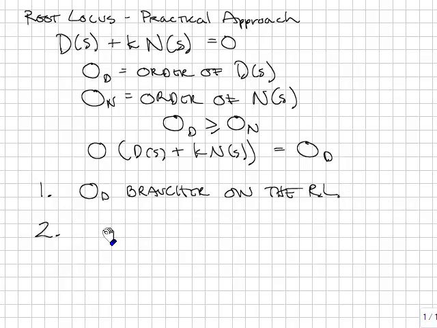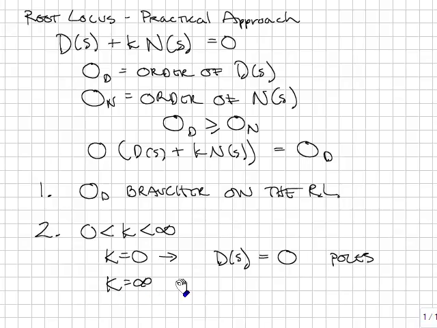Number 2. We are going to vary k between 0 and infinity. The root locus starts at k equal to 0, and the starting point will be where d of s is equal to 0. That's also called the poles. When k is equal to infinity, the root locus will be at the roots of n of s equals 0. Those are also called the zeros.